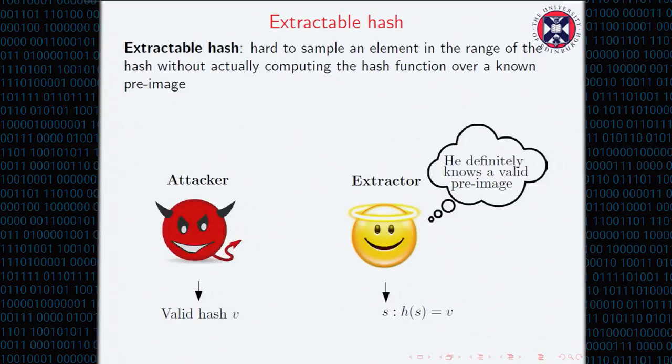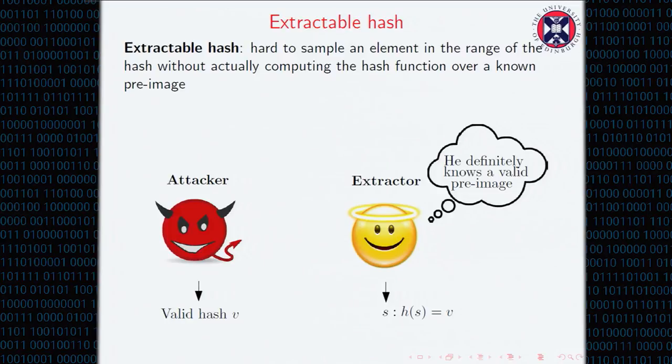So, some general things about extractable hash. The idea is that a hash function family is extractable if sampling an element from the range of the hash is hard without actually computing the function on a preimage that we know. So we have an attacker here. The attacker outputs a valid hash value V. Valid hash value means that he outputs a value which belongs to the range of the hash.